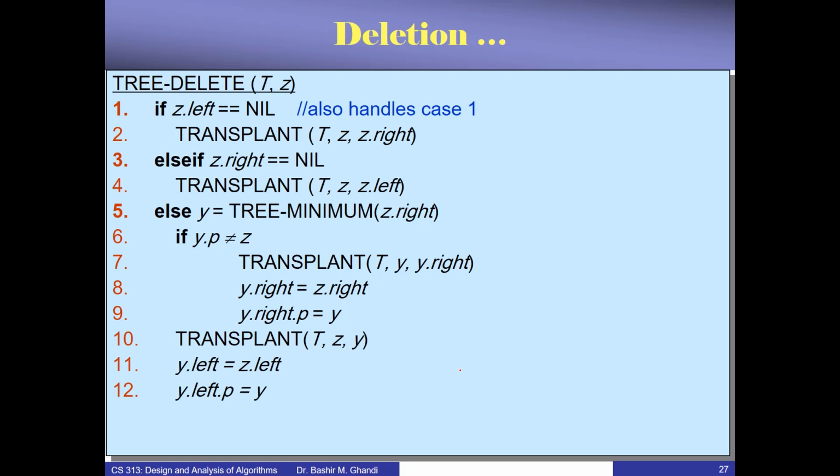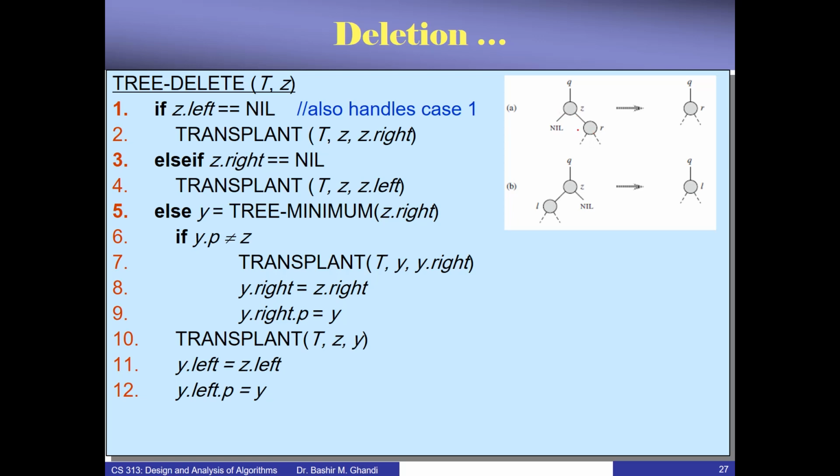So the deletion routine tries to take care of all the 4 cases we have seen. The 2 trivial cases and the 2 non-trivial cases. Let's take them one by one. Okay, so this is our tree T, and this is the node we want to delete, Z. So the first question is, Z dot left equal to nil? Meaning Z has no left child. If that is the case, so Z has no left child, it has only a right child.